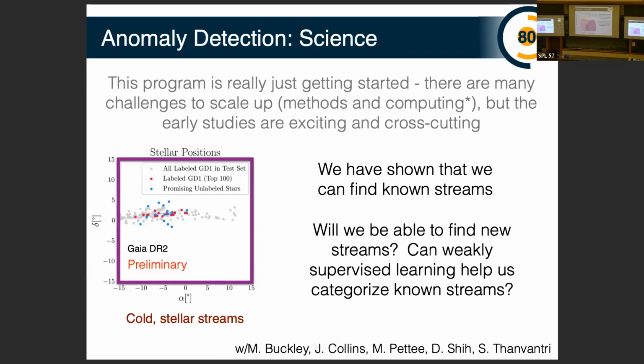And lastly, I described these cold stellar streams, where we can use potentially weakly supervised methods to automatically scan for the presence of new streams. And here is a picture that shows, in coordinates on the sky, a particular stream called GD-1, and we've automatically identified the presence of this stream and verified it against a known catalog using this approach.